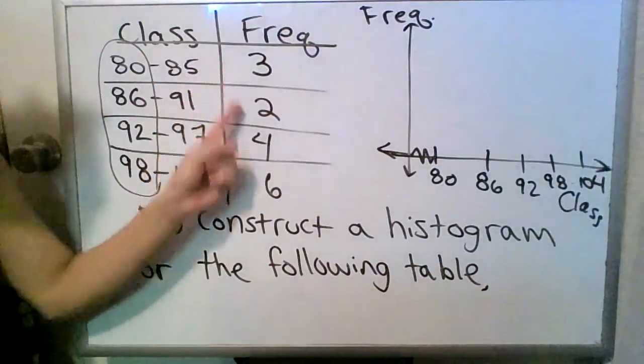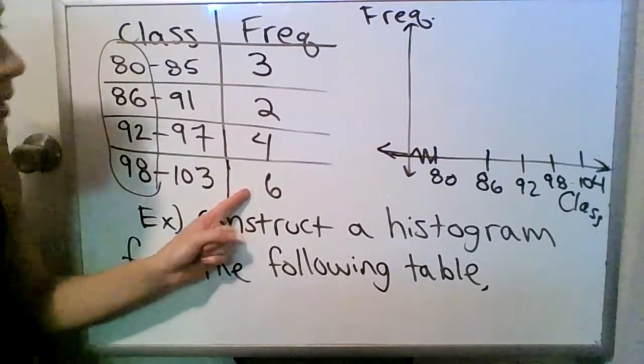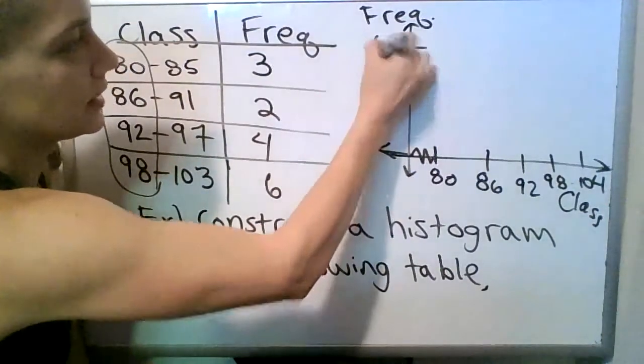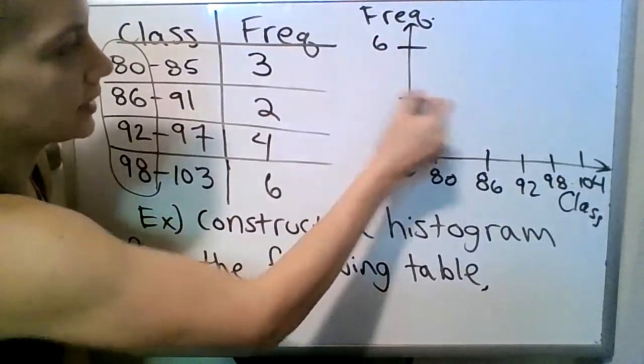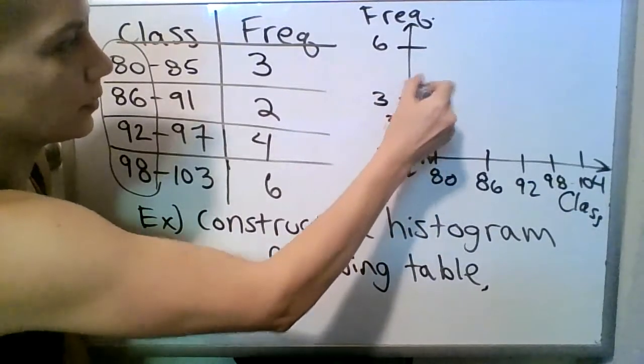And then for our frequencies, the most we have of our units is 6. So I need a place where I can put 6 on this. So let's cut it in half, and that's 3, 4, 5.